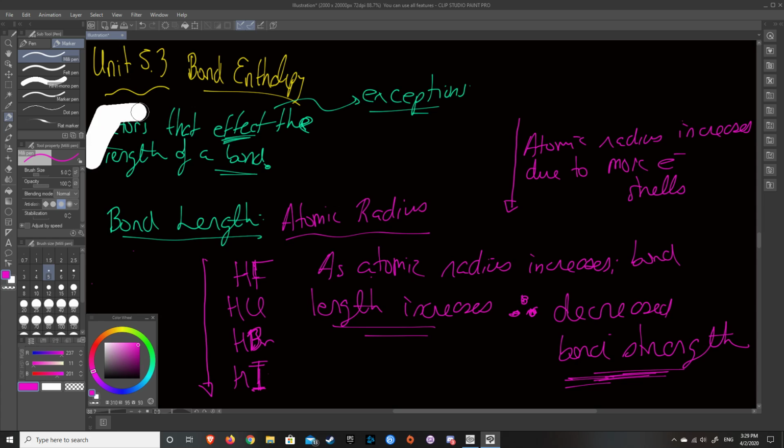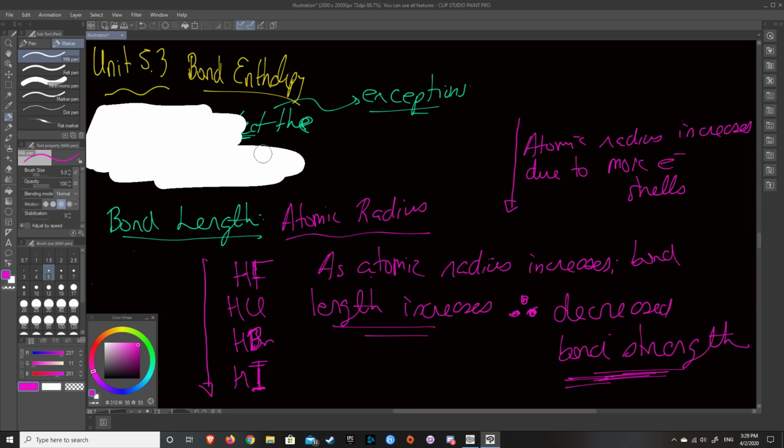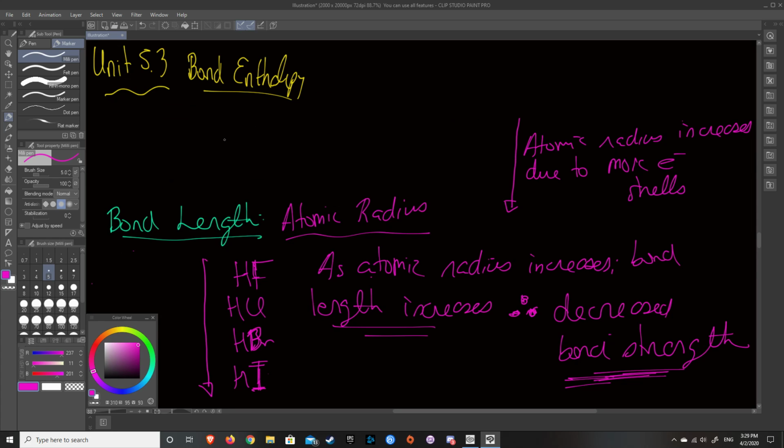Okay. So the second one that we need to know is bond strength. I'm going to change the color. I don't want to use this one. I like this color. It's really nice. Bond strength.